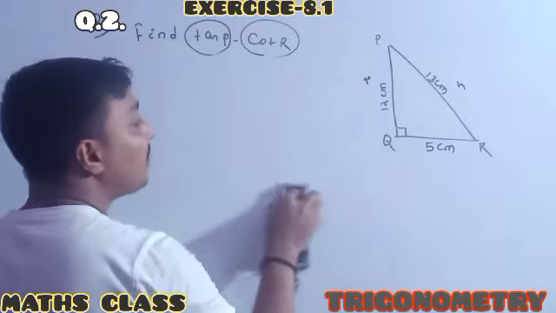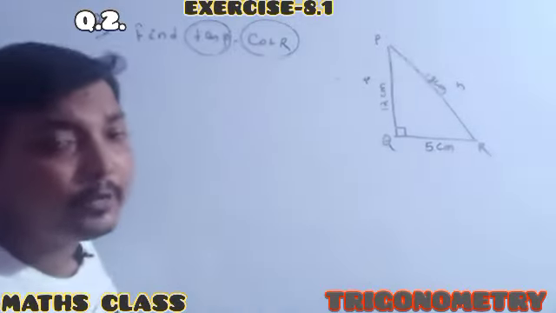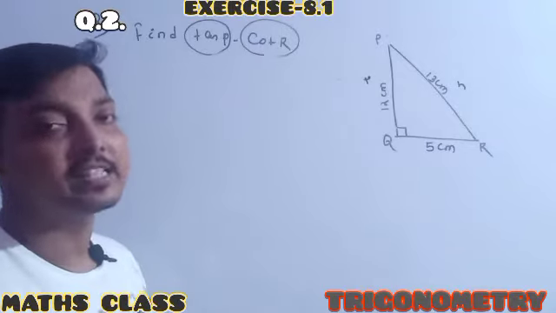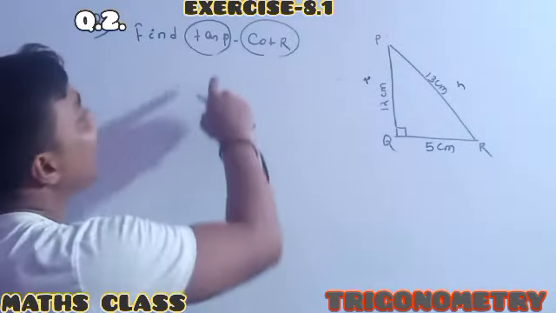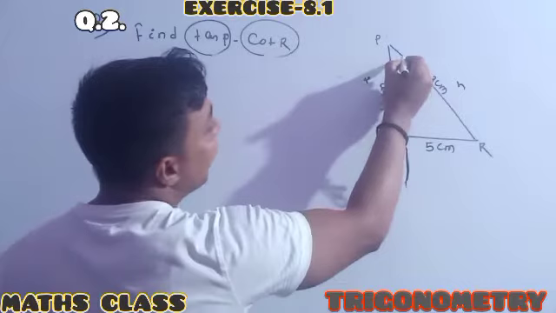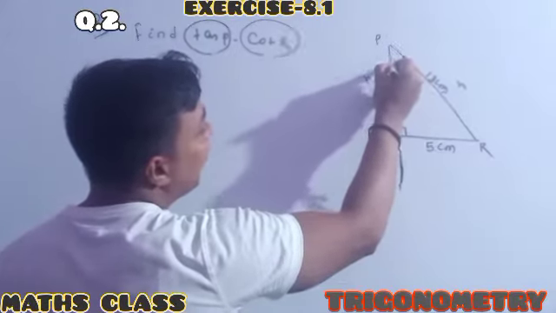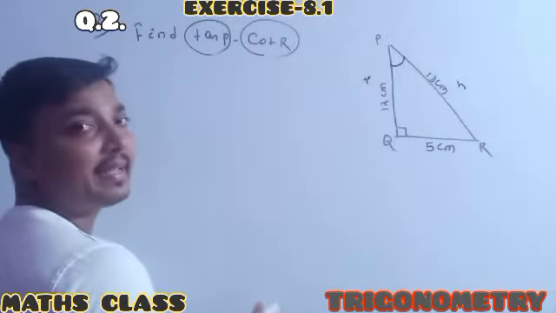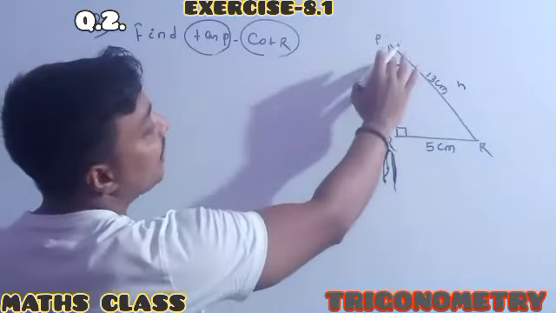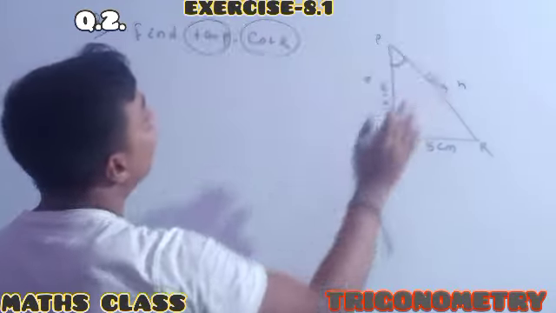Here it is asked to find the difference between two trigonometric ratios. First one is tan P. So for tan P, we have to find that trigonometric ratio by considering angle P. With respect to angle P, we have to find tan P.